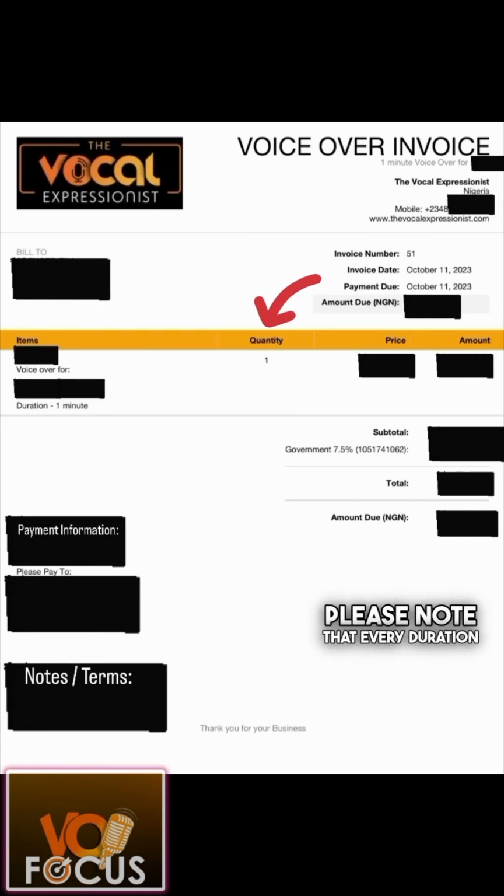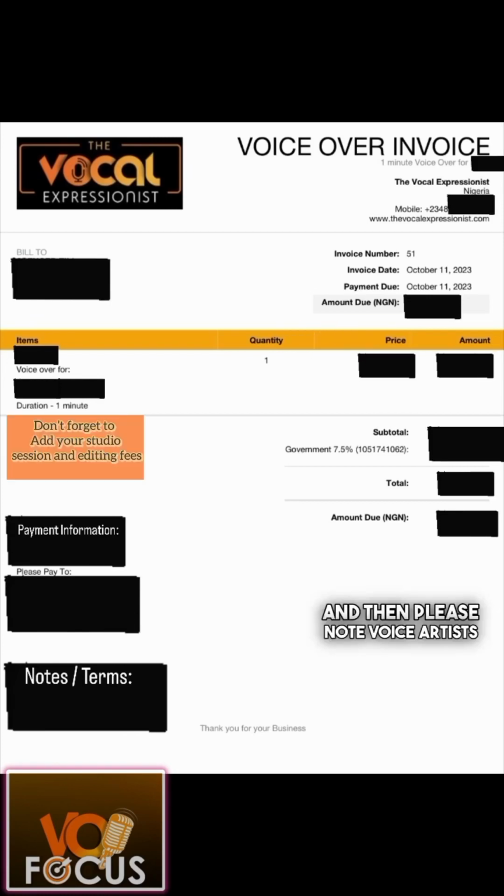Please note that every duration should be segmented from another duration, okay? Make sure that the quantity of scripts is different per duration, and then put in the amount you're charging, and then of course it automatically states the amount. And then please note, voice artists, that your studio session fees is separate from your talent fees. Okay, so include your studio session fees.